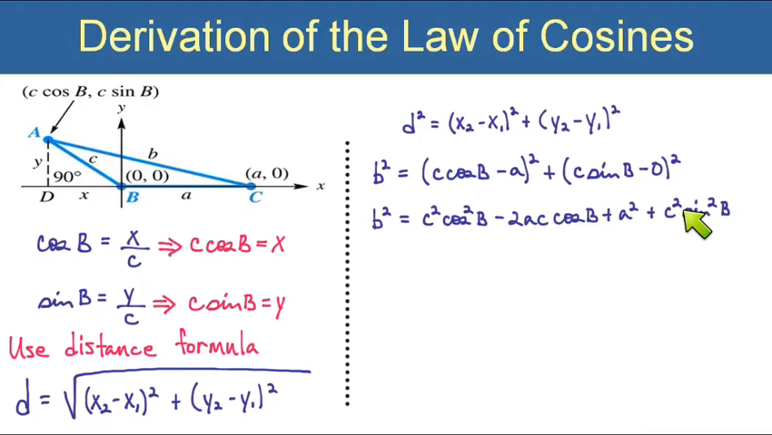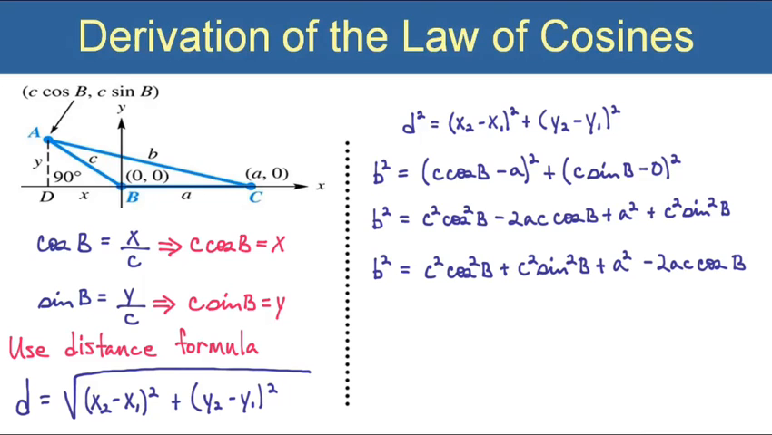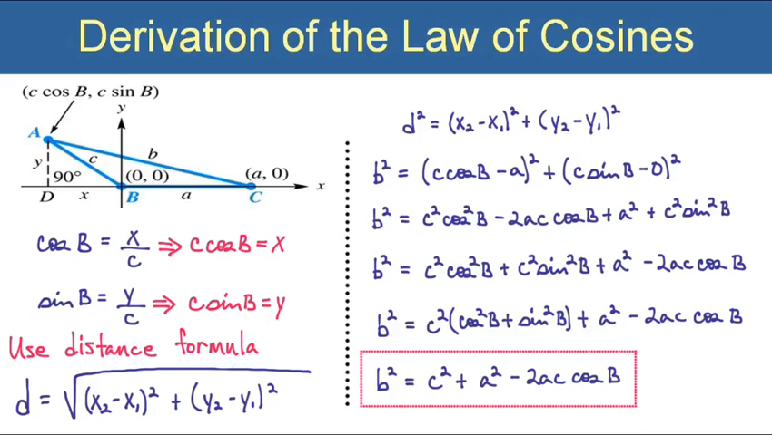Now, let's go ahead and put the c squared stuff together. We've still got this minus 2ac cosine B thing hanging out there. And notice that both of these contain c squared, so we'll factor out the c squared. And cosine squared plus sine squared is 1, so that's just going to collapse into a 1. And now we have c squared plus a squared minus 2ac cosine B. And this is the law of cosines.